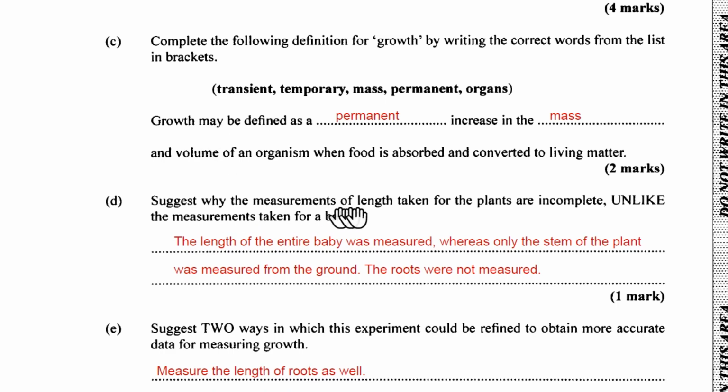Suggest why the measurements of length taken for the plants are incomplete, unlike the measurements taken for the baby. Well, this is because they would have measured the entire length of the baby, but they only really measured the stem of the plant. The plant is more than the stem because the plant is also the roots. In this case here, they didn't measure the roots.